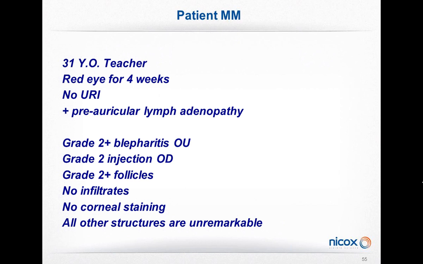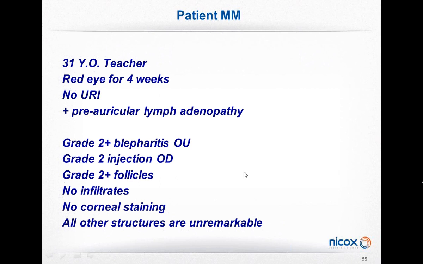These are cases I've had in the last month, so I thought it would really shed light on things. A 31-year-old teacher, and then we'll look at the red protocol again. Red eyes for 4 weeks. No upper respiratory infection. She had lymphadenopathy. Well, first thing I did is I started asking her the wrong questions. When I looked in her eye, I saw a grade 2 plus blepharitis, 2 plus injection, 2 plus follicles. I thought, wait a minute. I've got lymphadenopathy. I've got follicles. If I saw corneal infiltrates, this could be chlamydia or adult inclusion conjunctivitis. But there were no corneal infiltrates.